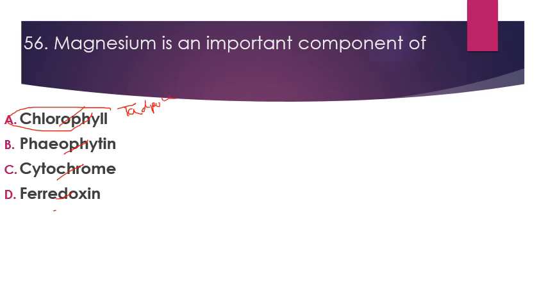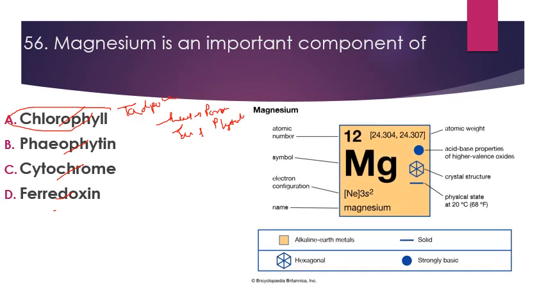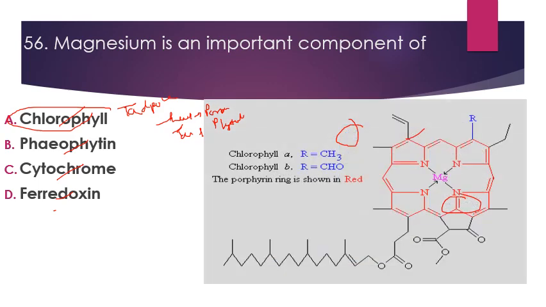It consists of a head and tail, and its head is made up of porphyrin ring, while its tail is made up of phytol, that is a long chain of hydrocarbon. Magnesium's atomic number is 12 and atomic weight is 24. It's found in the solid state at 20 degrees Celsius. So this is the structure of chlorophyll.